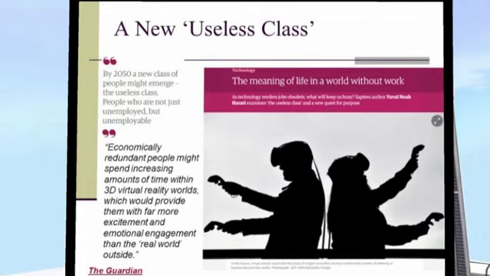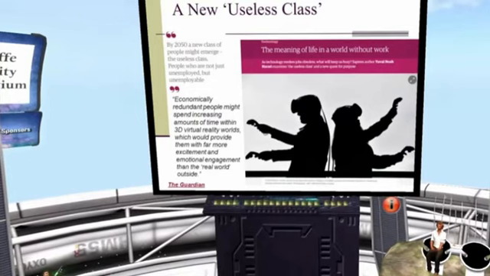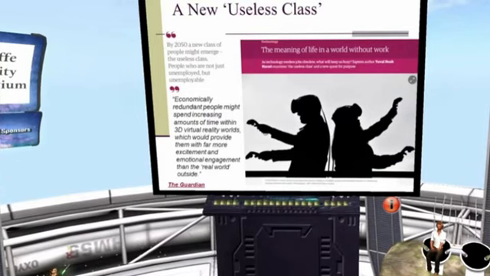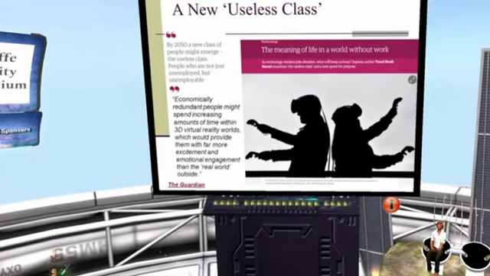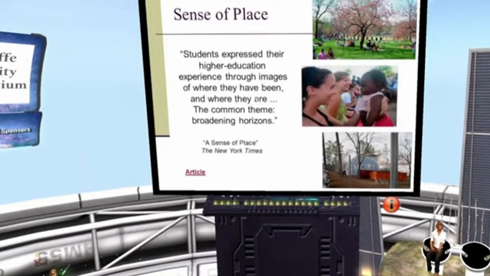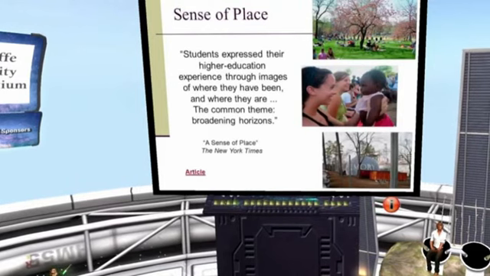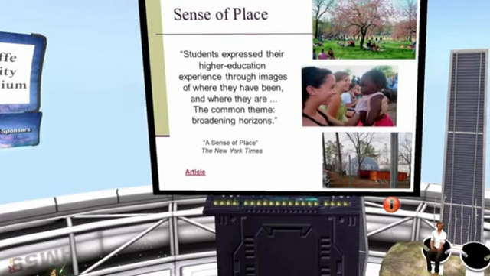One interesting point in this article is they said as a substitute for employment, they predict that virtual reality worlds may ultimately provide people with far more excitement and emotional engagement than the real outside world. These virtual worlds also provide a sense of place and belonging, so important to student success and retention.